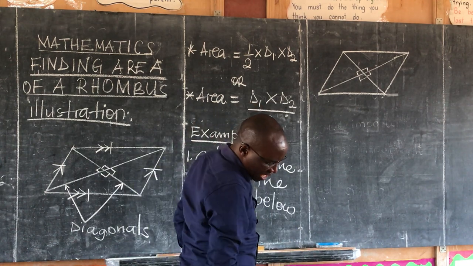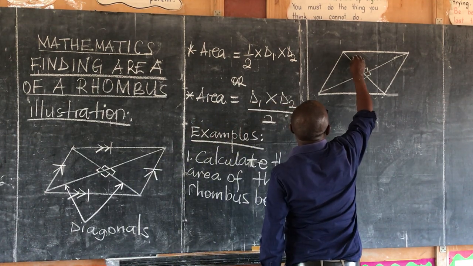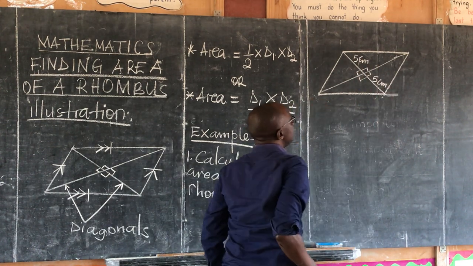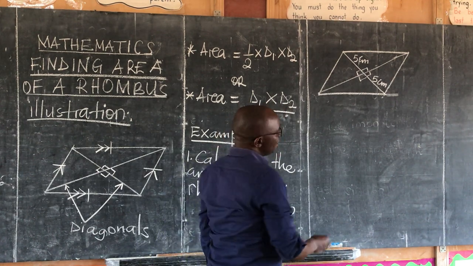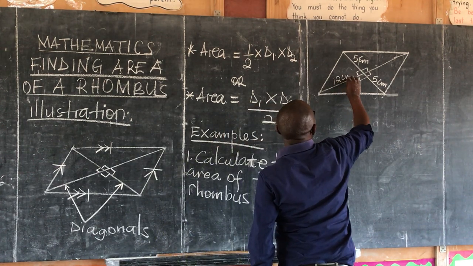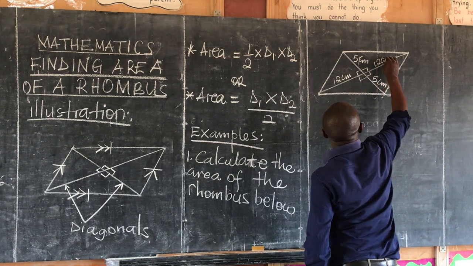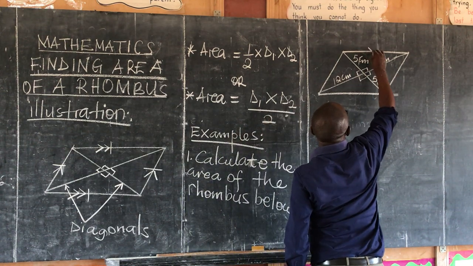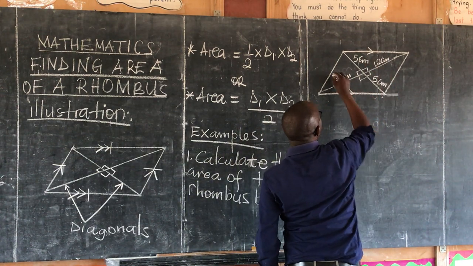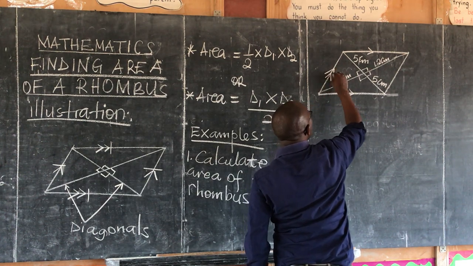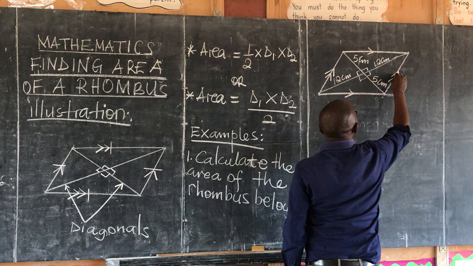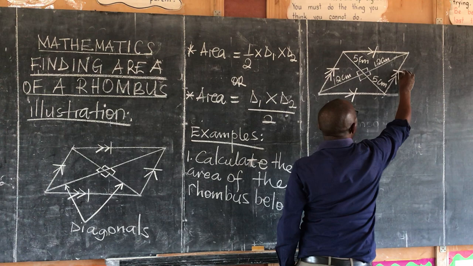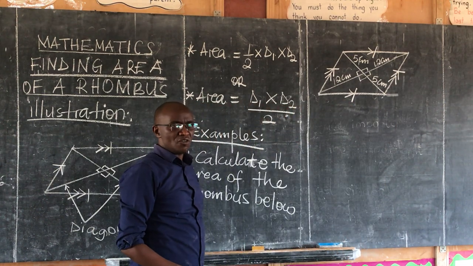Now, the diagonal halves are 5 centimeters by 5 centimeters, and this is 12 centimeters by 12 centimeters. Opposite sides are parallel, this side is parallel to this side, and this side is also parallel to this side. And all the sides of our rhombus are equal.